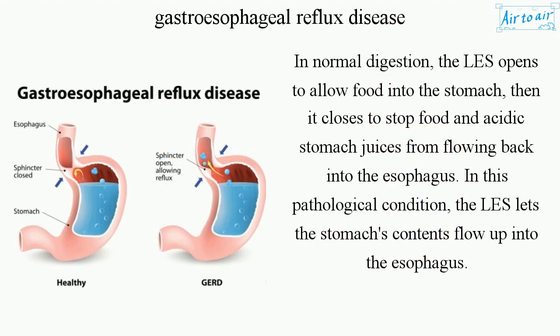In normal digestion, the LES opens to allow food into the stomach, then it closes to stop food and acidic stomach juices from flowing back into the esophagus. In this pathological condition, the LES lets the stomach's contents flow up into the esophagus.